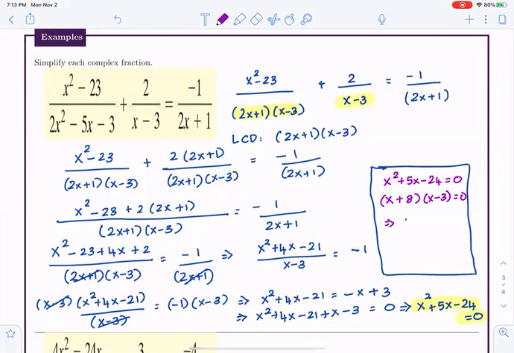So x plus 8 is equal to 0. X minus 3 is equal to 0. So there are two possible solutions. One is -8 and the other is +3.